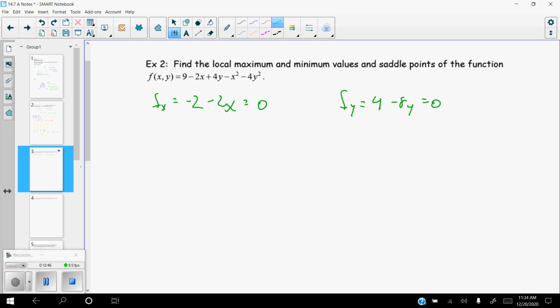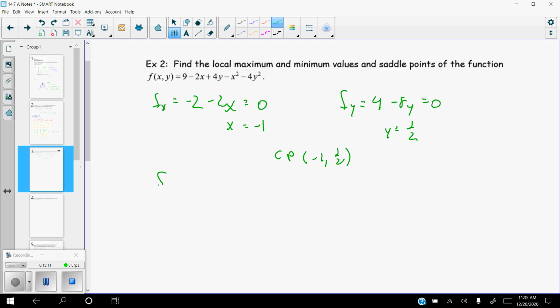So in the first one for fx, if I add 2 and divide by negative 2, we get that x equals negative 1. And for y, adding the 8y over and then dividing, we get that y equals 1/2. So we've got a critical point at the point negative 1, 1/2. So we need to do our test.